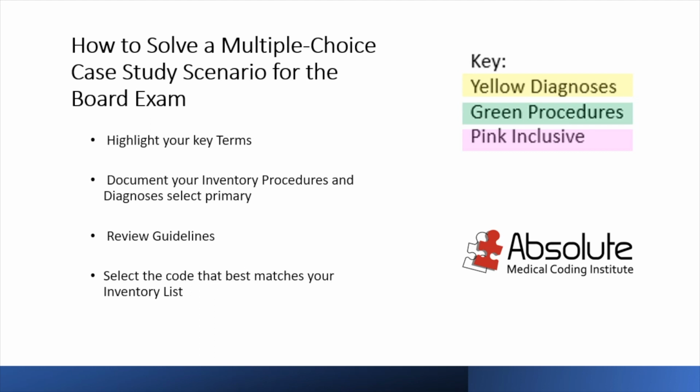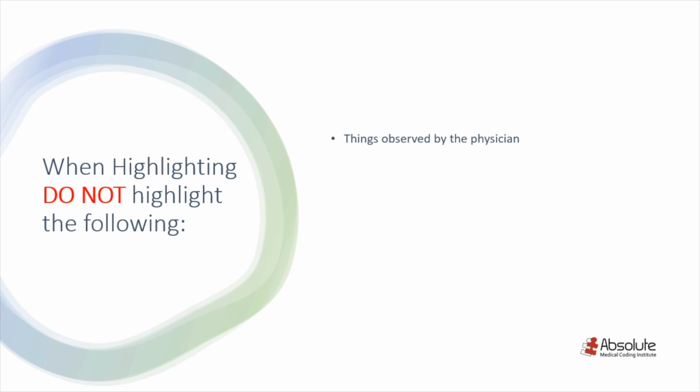All right. So here are some do nots. When you're highlighting, you can kind of get discombobulated. So we've compiled some things that you don't even have to highlight. Number 1, don't highlight things observed by the physician because you cannot code for them. Number 2, don't highlight closures. If a provider or surgeon is closing up a surgical site, there's no need to highlight it. However, if it involves a skin procedure or skin defect closure, you may definitely have to code that.